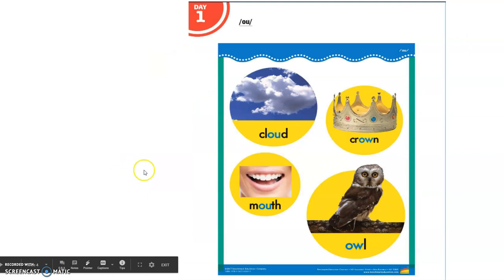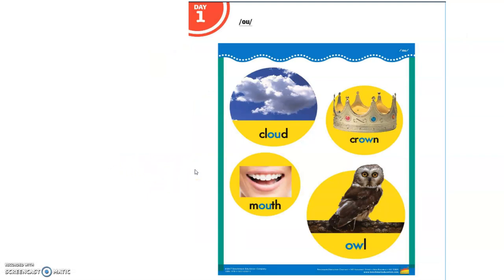Let's look at these pictures. More examples of either using OU to say ow or OW to say ow. If we look at this first picture, you can see that it is a picture of a cloud. We have a blend in the beginning. Cloud.